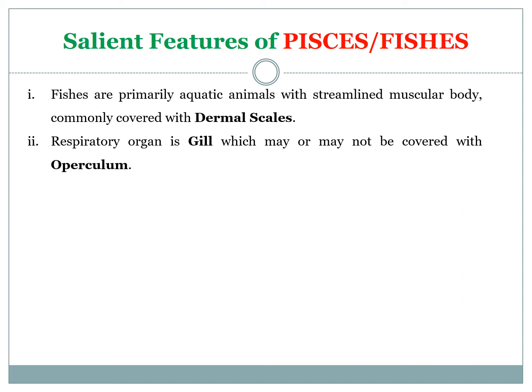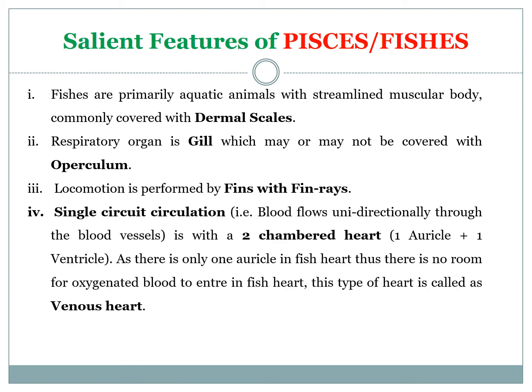Features of fish. Fishes are primarily aquatic animals with a streamlined muscular body which remain covered with dermal scales. The scales that we find in the body of fish arise from the dermis layer of the body, not from the epidermis like the reptiles. The respiratory organ is gill, which may or may not be covered with operculum. The locomotion of fish is done by fins, and these fins are always with the fin rays. That is, they have support of bone in their fins.